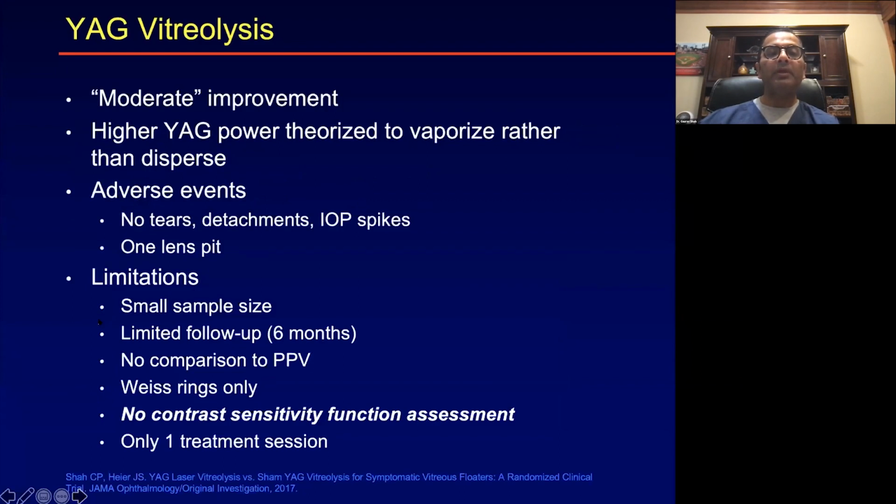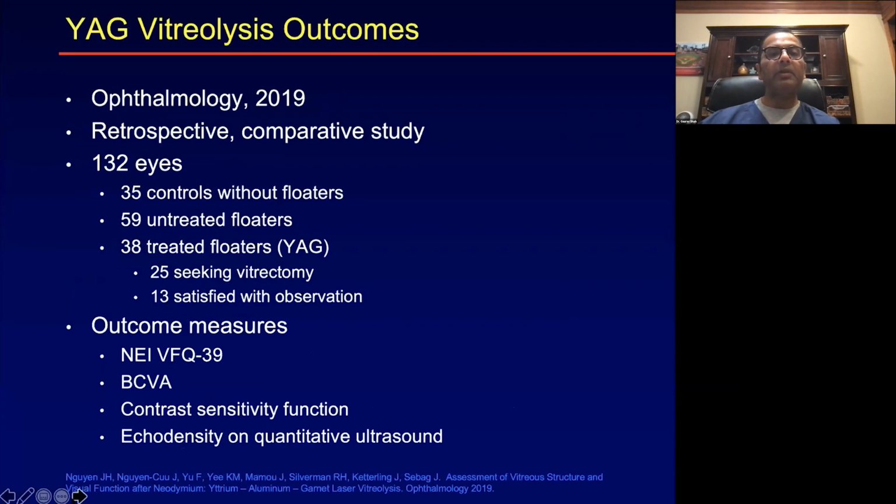The problem is that small sample size, limited follow-up, no comparison vitrectomy. And again, this was only for Weiss rings. A lot of these patients will have anterior PVD and posterior PVD. So the anterior PVD is the anterior vitreous that causes a problem that this will do nothing for. Also, there is no contrast sensitivity function assessment for these patients.